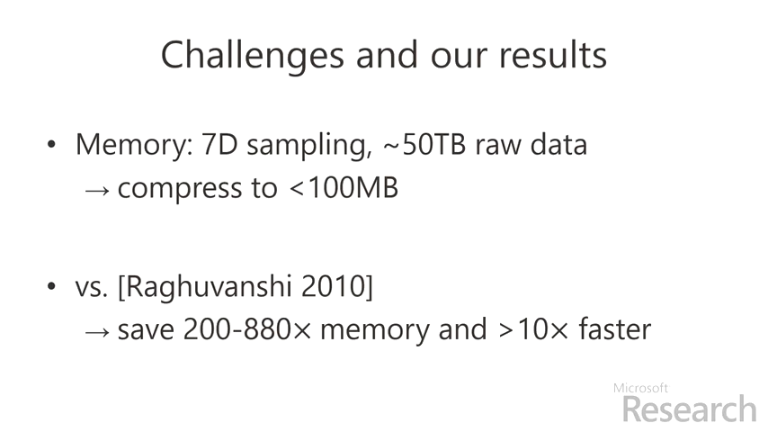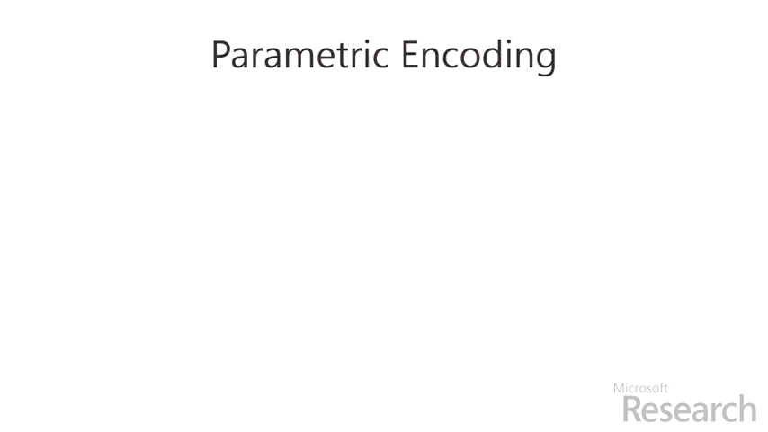So the challenge with precomputed approaches is how to store the 7D information compactly, because the raw data for a scene like this is 50 terabytes. And with our technique, we can compress it down to less than 100 megabytes. In comparison to related work that's quite close to ours, precomputed wave propagation, we save more than 200 times memory and we're more than 10 times faster.